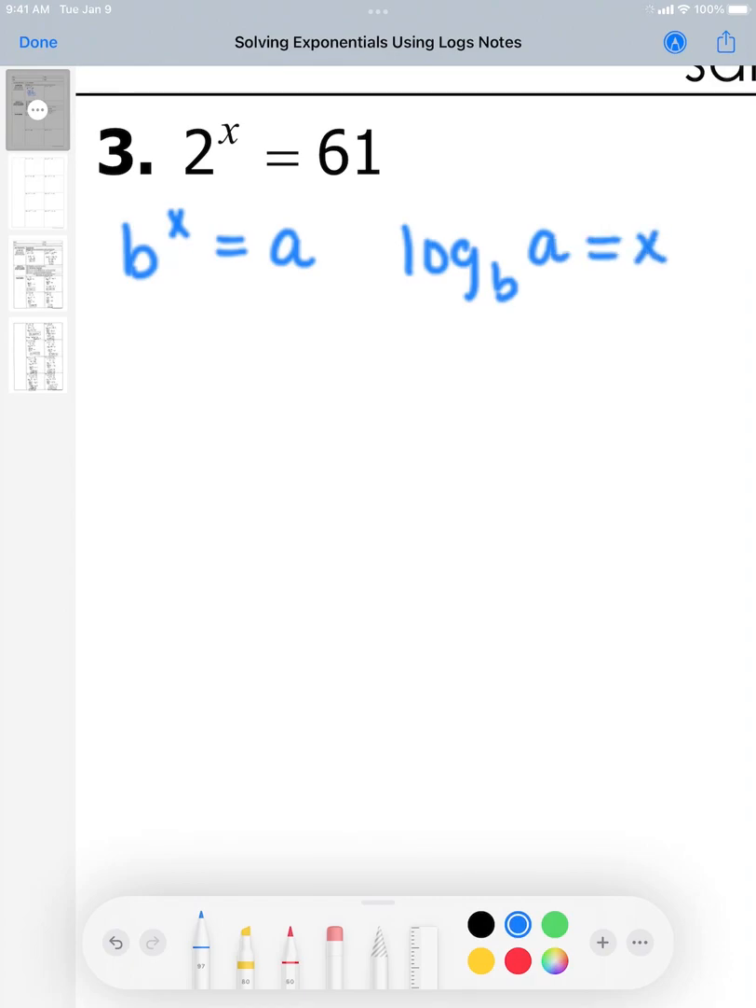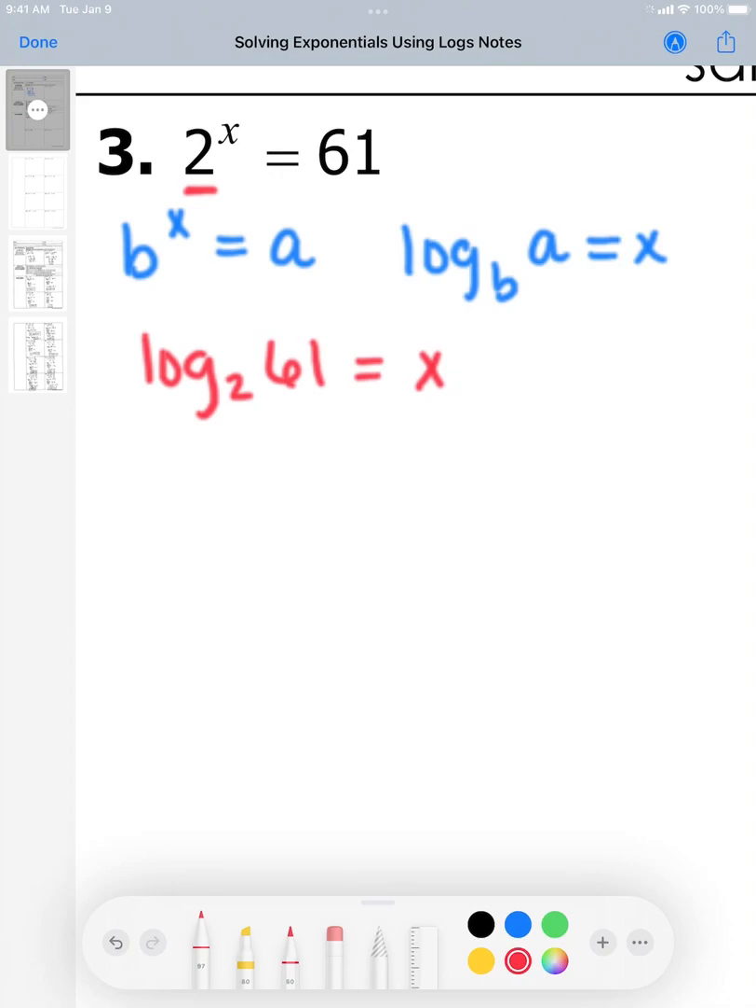So let's change this exponential equation up here to a log. To do that, I would take the log of my base. The base in this case is that 2. So log base 2 of a, that's on the other side of the equal sign, that's the 61, is equal to the exponent x.